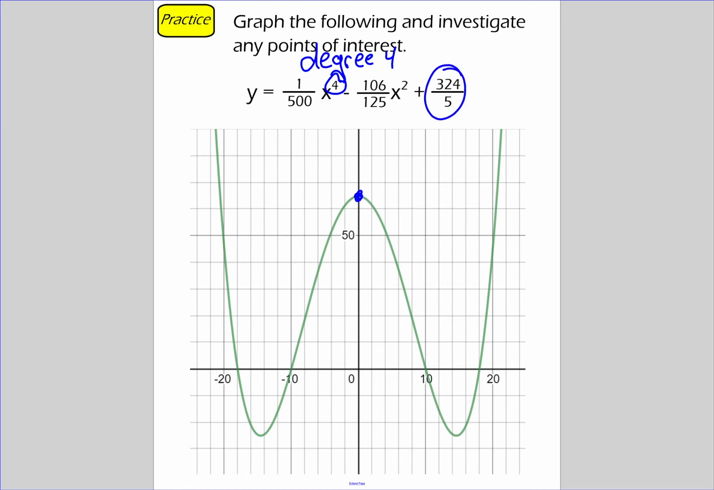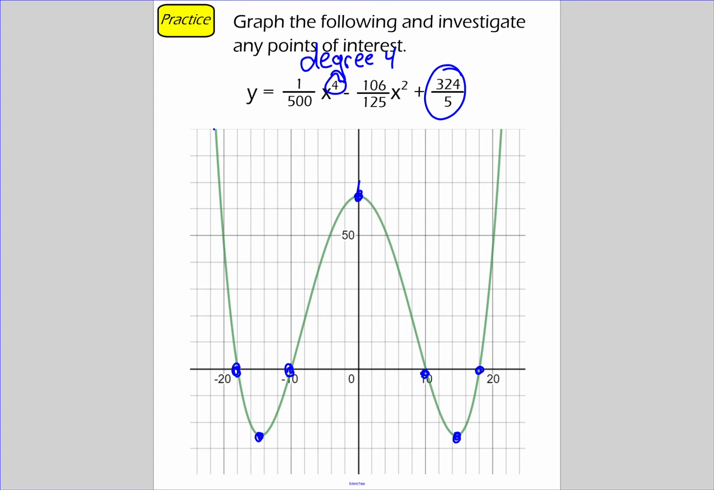We can still know that the y-intercept is actually this value right here. It's hard to tell by looking at the graph that that's a fraction. It's somewhere in between 60 and 70. Our zeros look like negative 20, negative 10, 10, and positive 20. And then we have a couple local minimums down here, close to negative 30.